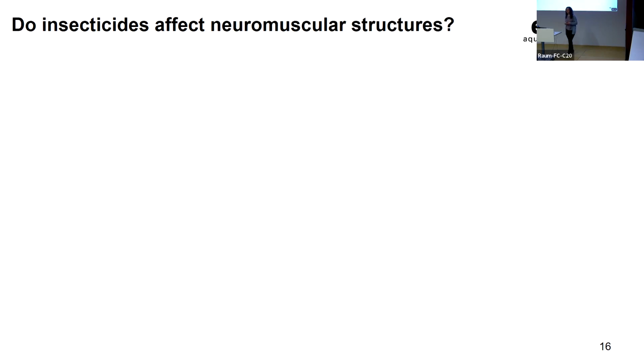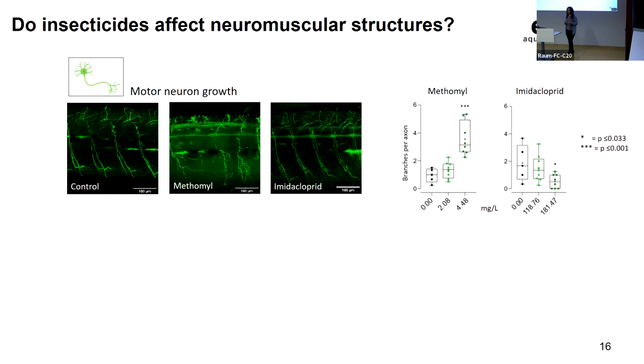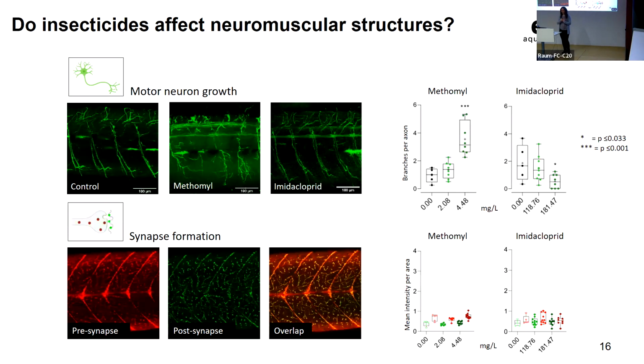And then we investigated the neuromuscular structures to see whether they're also changed. We first looked at the growth of motor neurons, and we did not find a lot of changes, but metomyl led to an increased number of branches per axon. Imidacloprid caused the opposite, so it led to a decreased number of branches of these motor neurons. We then looked at the synaptic connection, which is the connection between the neuromuscular synapse that I showed you before. We looked at whether these are properly formed, but there we did not find any changes.